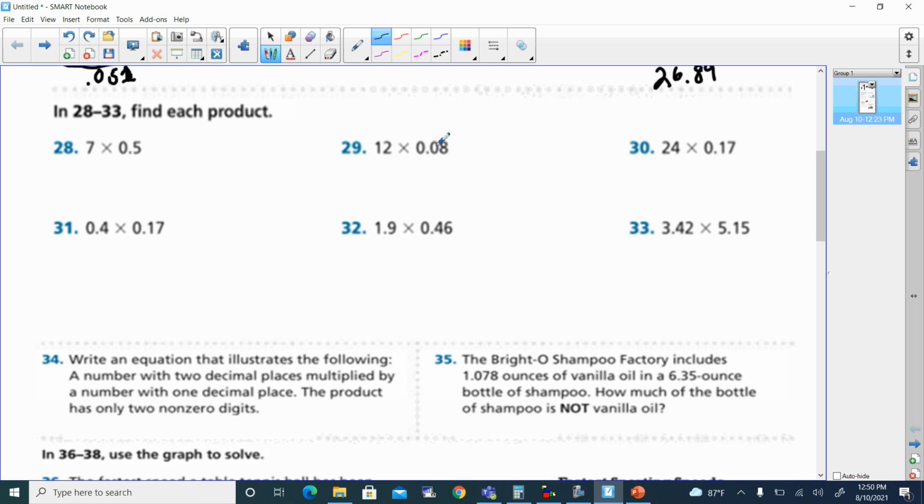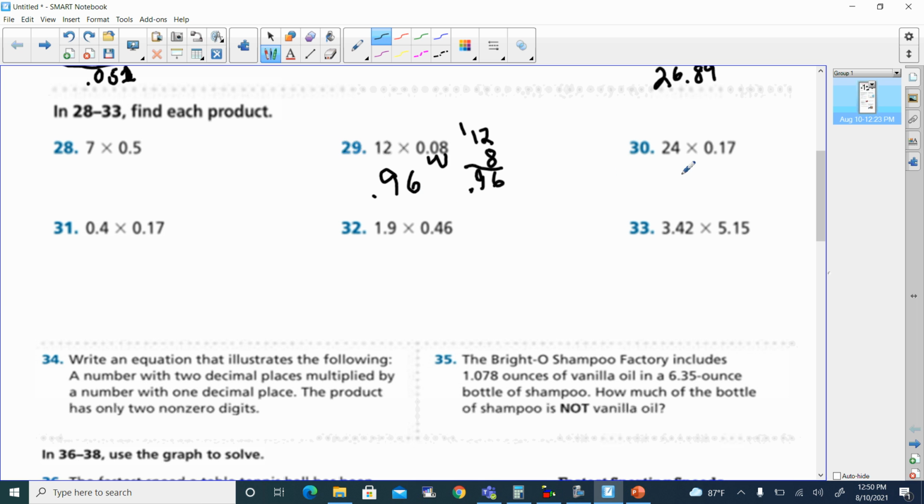So 12 times 0.08. So I know 12 times 8. Well, let's do that. 12 times 8. 2 times 8 would be 16. And 1 times 8 would be 8 plus 1 makes 9. So that's 96. And now we have to count how many decimals went over. There's no decimals here, and there were 2 places here. So we'd go 1, 2, making my answer 0.96. All right? So this one would be 0.96.